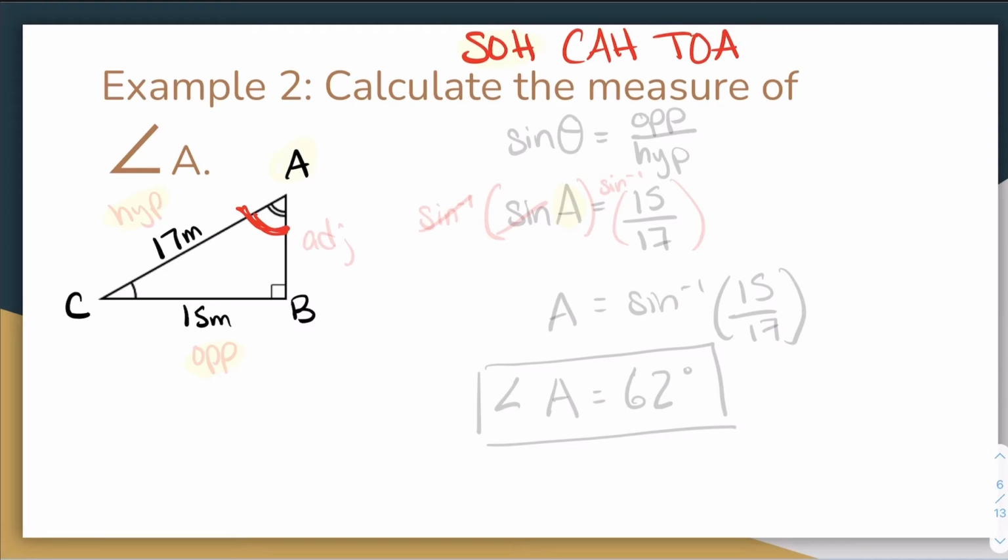Always label your sides. 17 is across from the right angle, so it must be my hypotenuse. 15 is across from my reference angle, so it must be my opposite side. Beside the reference angle is adjacent, but I'm not concerned with that in this question, because I don't have any information about it. What I do have is my opposite and my hypotenuse, and I'm looking for my angle A. Which one uses opposite and hypotenuse? By SOHCAHTOA, I know it's sine.